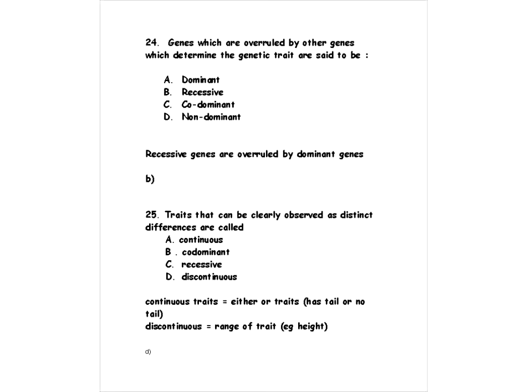So next question says, genes which are overruled by other genes which determine the genetic trait are said to be, okay, this is going to be recessive genes, because recessive genes are overruled by dominant genes. This is going to be answer B.